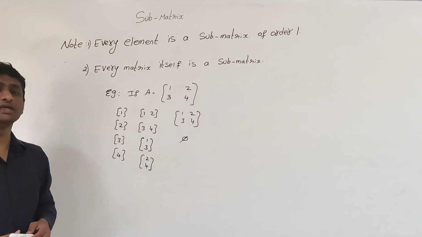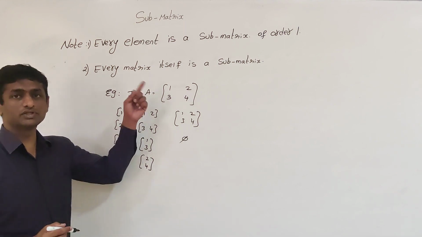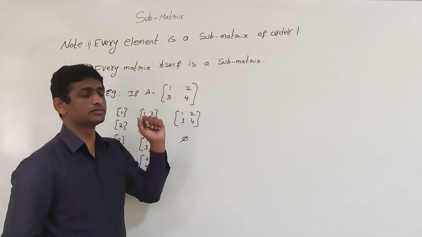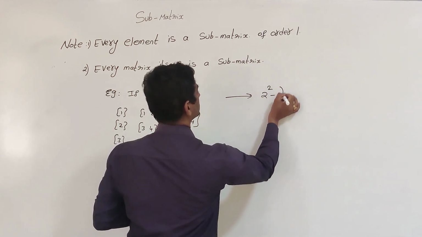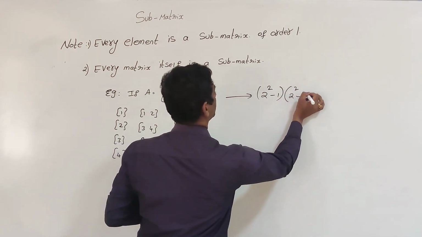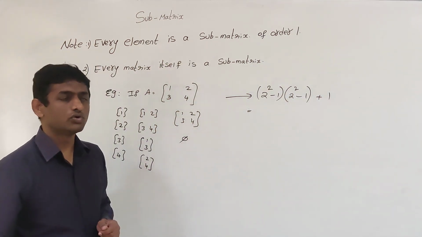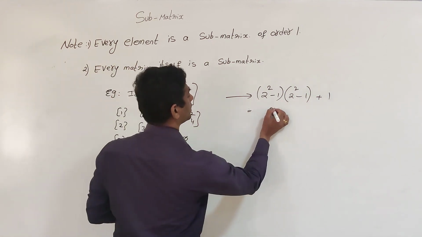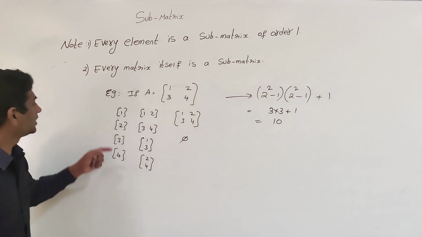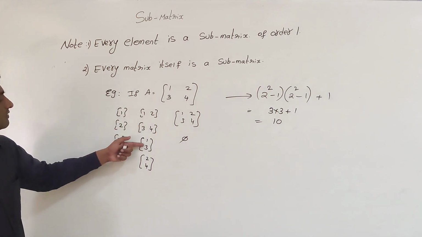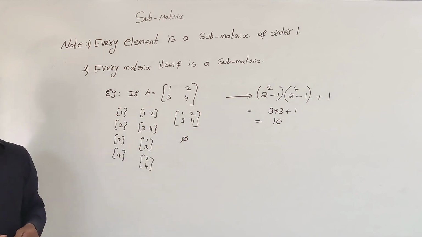Normally, how many submatrices should we have? As per the formula, m rows and 2 columns, so that is (2^2 - 1)(2^2 - 1) + 1, that is 2^2 is 4, minus 1 is 3, 3 into 3, plus 1. So how many? Totally 10. So we should get 10: 1, 2, 3, 4, 5, 6, 7, 8, 9, 10. So these are the 10 submatrices.